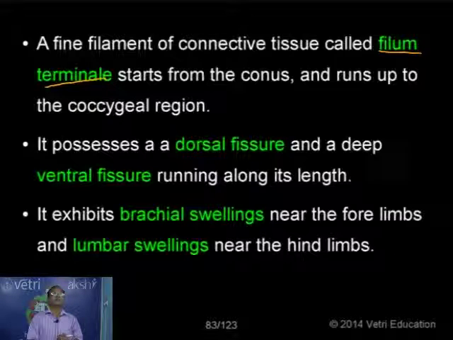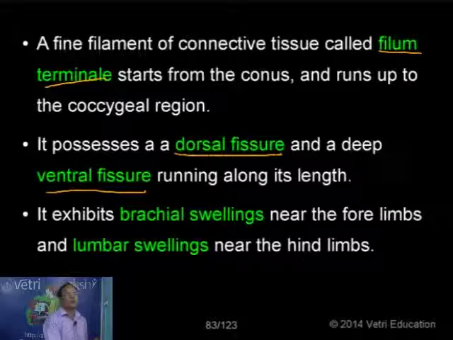If you observe the entire spinal cord, it has a dorsal fissure, which is shallow in nature, and a ventral fissure, which is deep in nature, all along the entire length of the spinal cord. The dorsal fissure is also called the posterior fissure, and the ventral fissure is also called the anterior fissure, which is so deep when compared to the dorsal fissure, just a shallow groove running all along the entire length of the spinal cord.